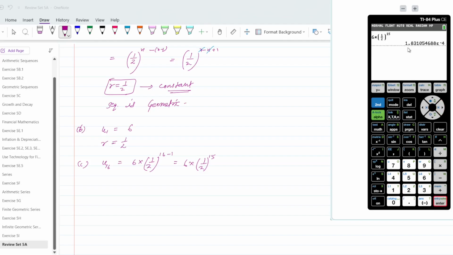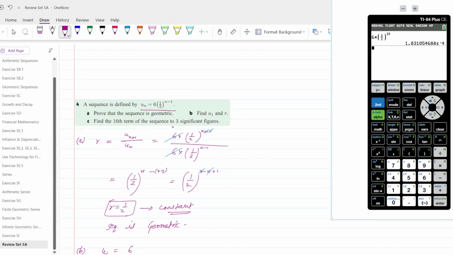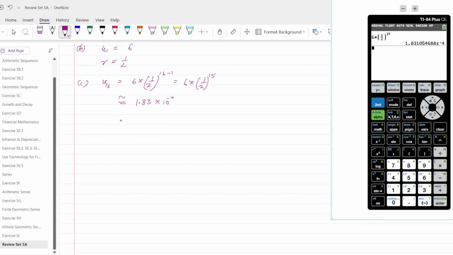So this is 1.83 times 10 raised to the power negative 4. Now it is asking us to find the 16th term to 3 significant figures. So if we rewrite it, it can be written as 0.000183, and that's the answer. These are the 3 significant figures. Let's go to the next problem.